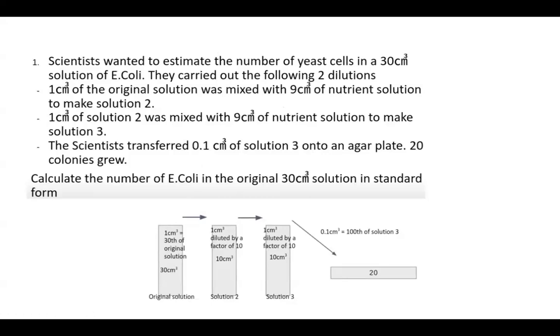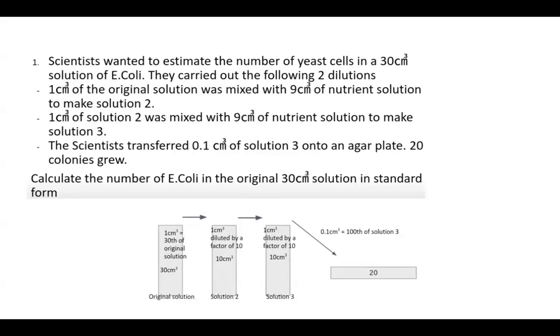So if we go back up to the question, we have a number of yeast cells in 30 centimeters cubed of the solution. And then we're looking at the first dilution and we're taking out 1 centimeter cubed. That means of the original solution, we're taking out a 30th of it. So 1 out of 30. We're then mixing it with 9 centimeters cubed. That means that we're having a dilution factor of 10. So 1 out of the total 10 is going to be from the original solution in solution 2, if that makes sense.